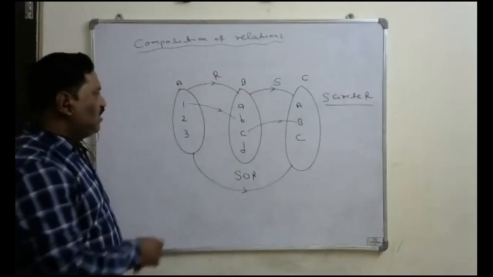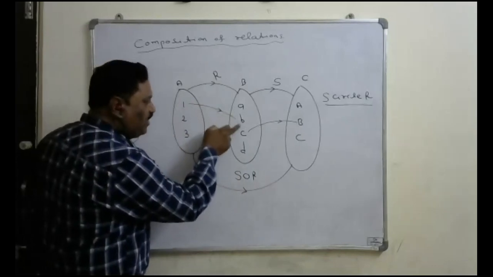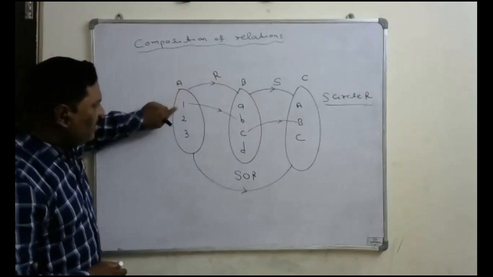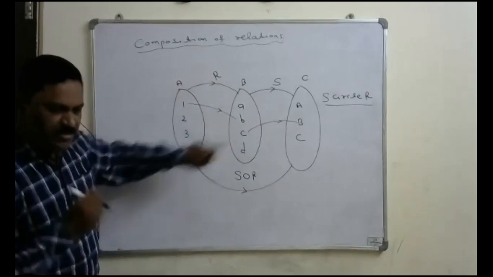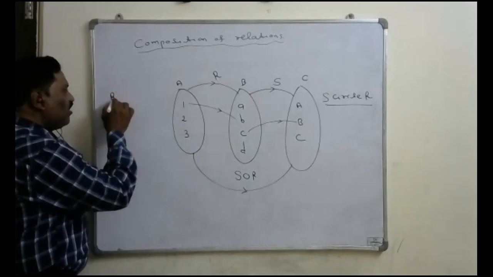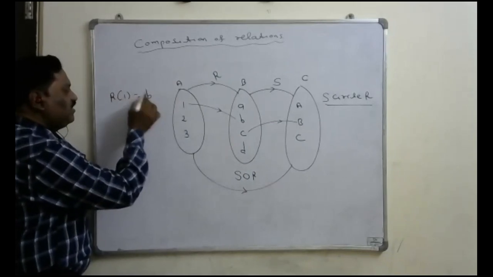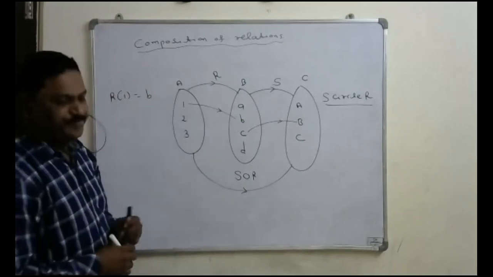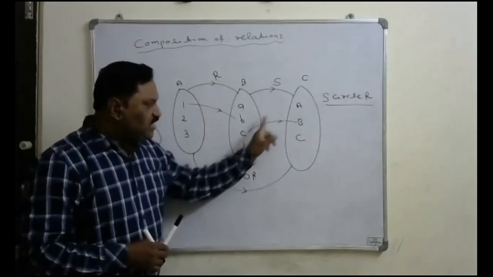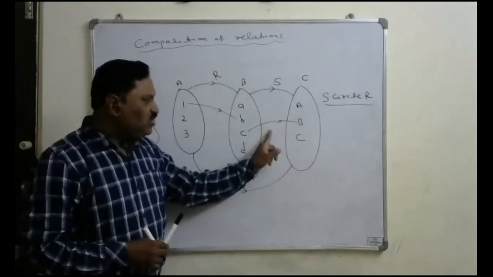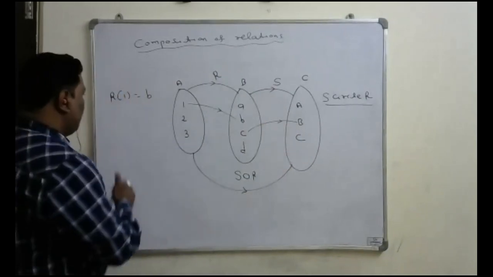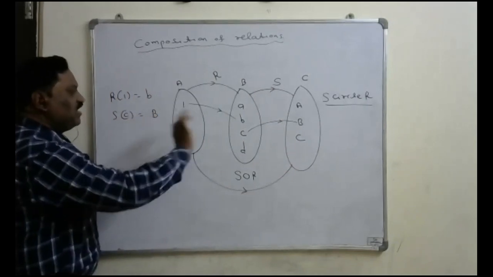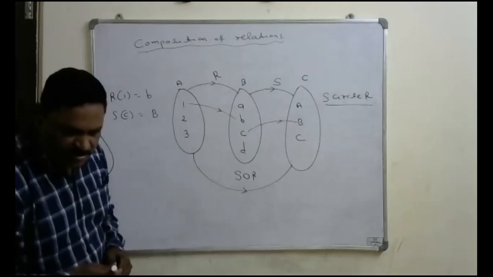Understand? If 1 is related to B, that relation we call R. For R, the domain is 1 and the range is B. We write this as R of 1 is equal to B. This is the notation to represent that relation. Similarly, C is related with B. That relation is S. So S of small c is equal to B. That is the relation between C and B, right?